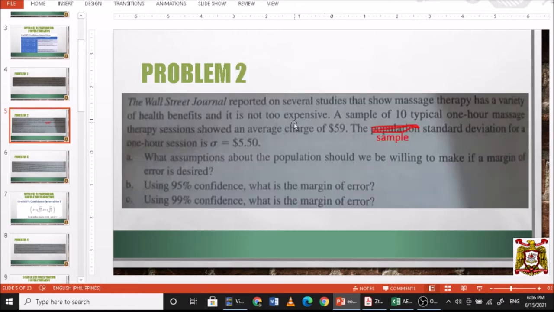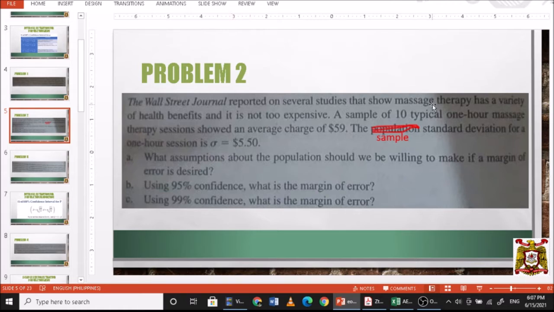The Wall Street Journal reported on several studies that show massage therapy has a variety of health benefits and it is not too expensive. A sample of 10 typical 1-hour massage therapy sessions showed an average charge of $59. The sample standard deviation for a 1-hour session is s equal to 5.50. What assumptions about the population should we be willing to make if a margin of error is desired? Using 95% confidence, what is the margin of error? And using 99% confidence, what is the margin of error?